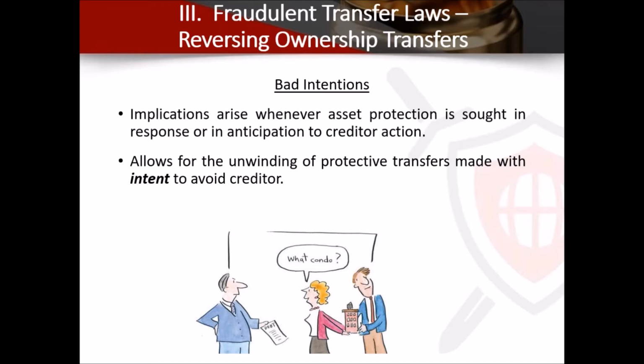Now we get into fraudulent transfer. Fraudulent transfer basically has to do with, I had mentioned this briefly before, the idea of, I think I'm going to get into trouble, or I'm in trouble and I'm going to lose money, and I'm going to just move things out of my name.